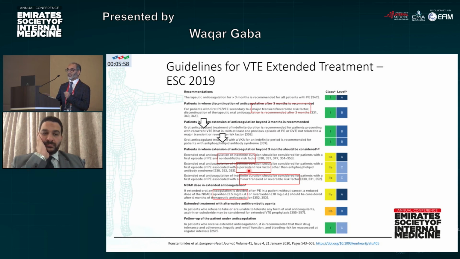Once you have decided that you are going to extend it beyond 6 months, what you can do is give either apixaban 2.5 milligram twice a day, or rivaroxaban 10 milligram once a day. So rather than continuing with the same doses, because it's a cancer patient, you can carry on with a lower dose. In the patients who don't like anticoagulation, you do have an option of aspirin to be given as well.